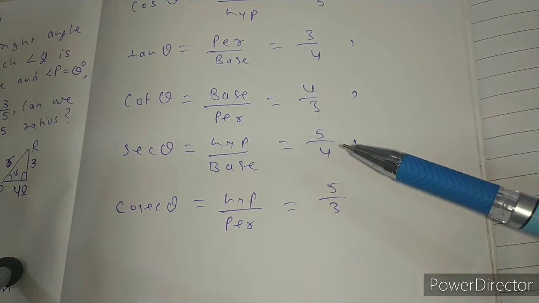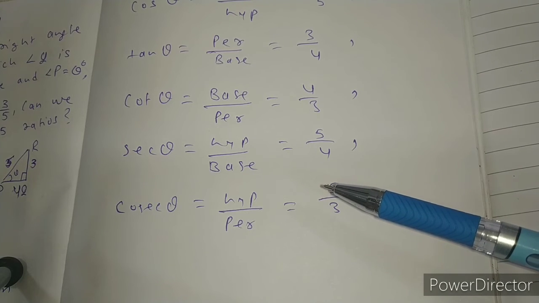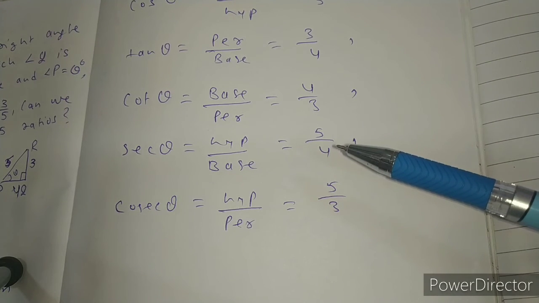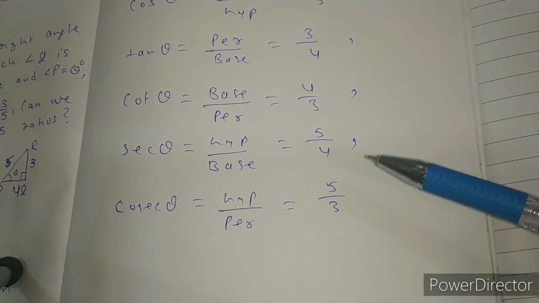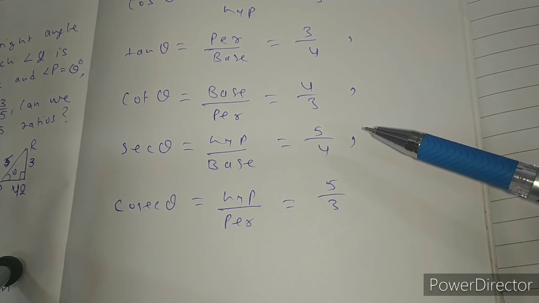See how we get all the trigonometric ratios. If we have one trigonometric ratio, we can actually find all the other trigonometric ratios. I will give some questions for you to practice.